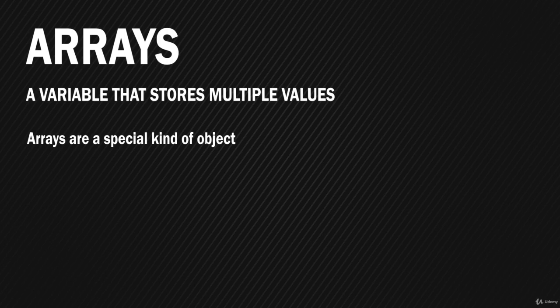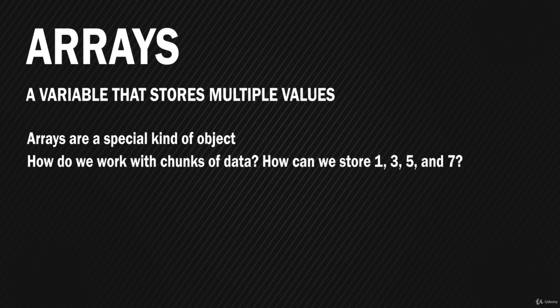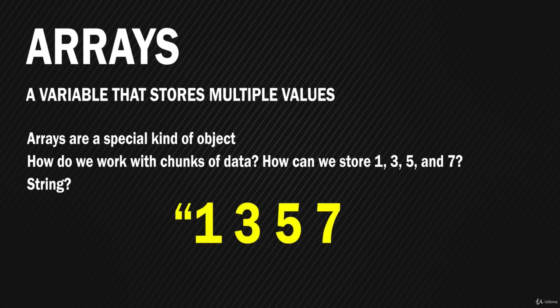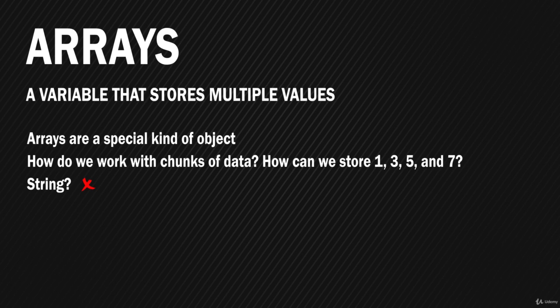And remember I said an array is like a variable that can store multiple values. Well, how do we work with chunks of data? For example, let's take a very easy scenario. Let's say we've got the numbers 1, 3, 5, and 7. How do we store that? Can we just store it as a string? Well, I guess we can. We can just write it out 1, 3, 5, 7. That's just awkward. What about if we wanted to add the numbers together? What about if we wanted to extract just the 5 and leave the 1, 3, and 7? We can't really do that with strings, can we? It's awkward. It's very difficult.